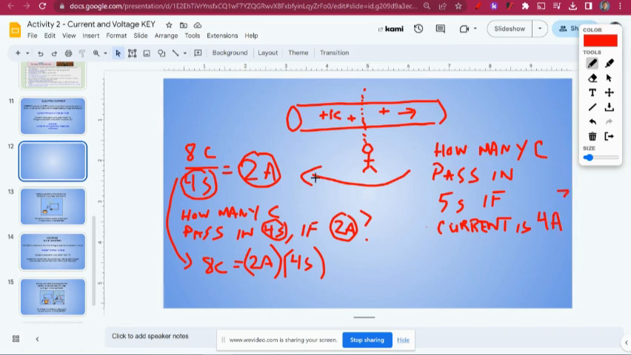So that's your question, right? So just check with your partner. Can you figure that one out in your head? Think about the math.